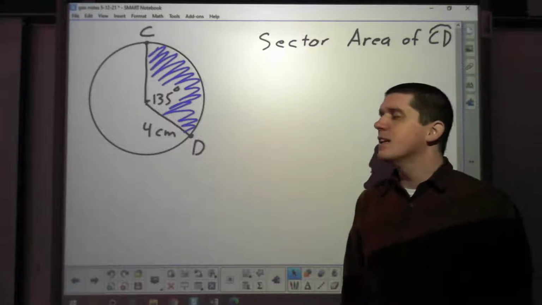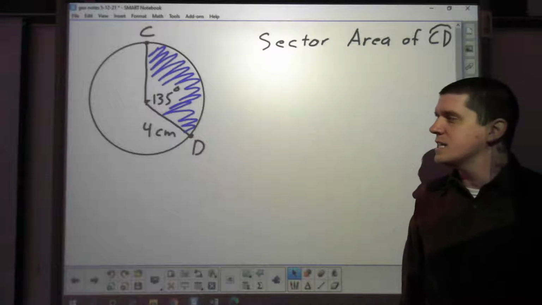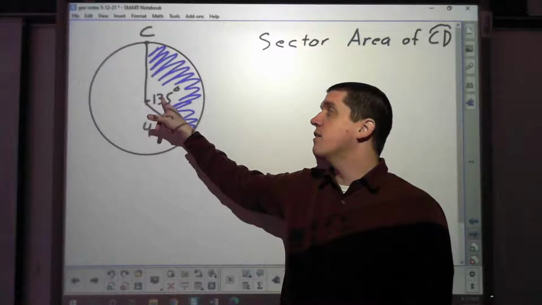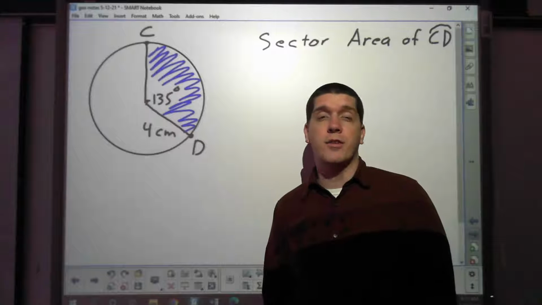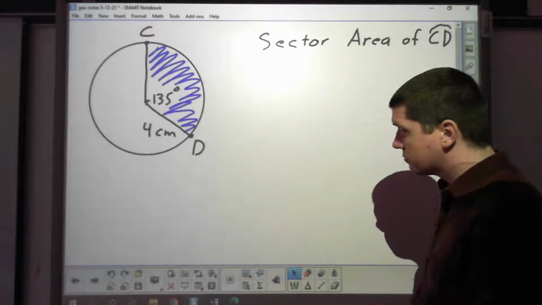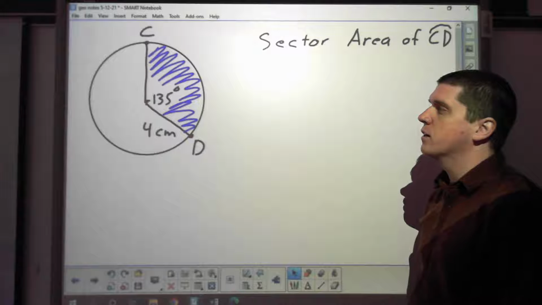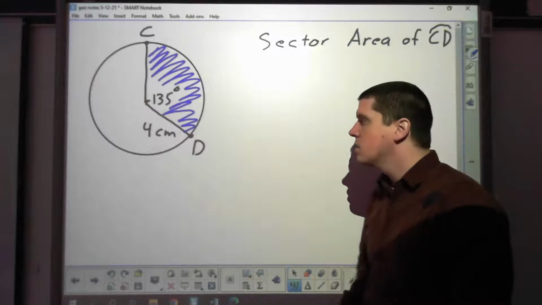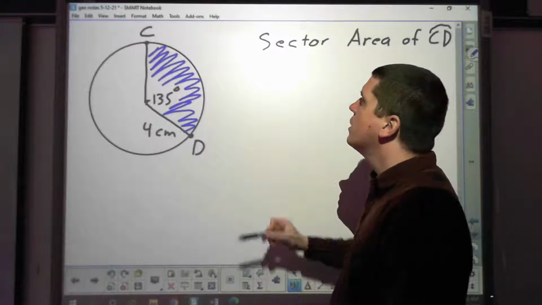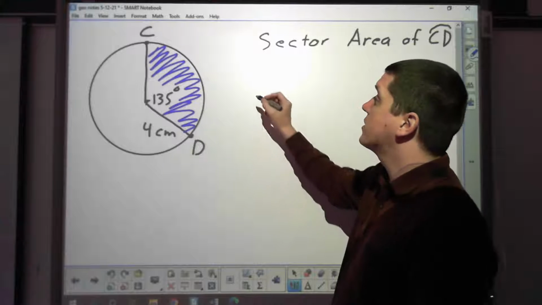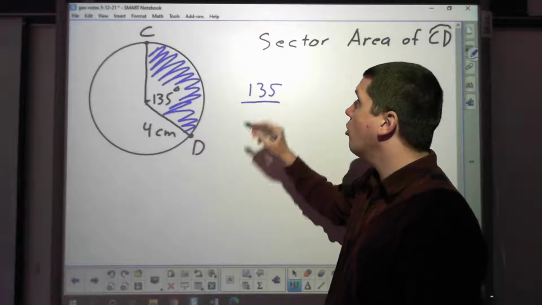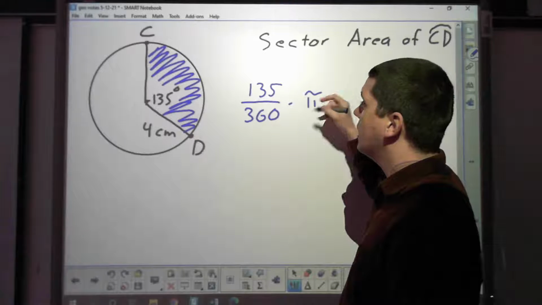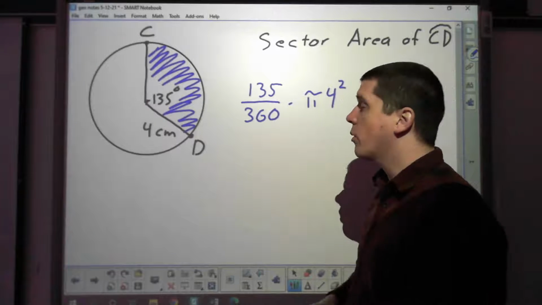So if I want to find the sector area of CD, we can see, hey, I already highlighted it for us. We got that right there. I know that this measurement right here is 135. So if that measurement right there is 135, then I can go ahead and, I just realized I'm going to have to add a problem to this. Sorry. So if it's 135, I'll set this up. I'll have 135 over 360 times pi 4 squared.